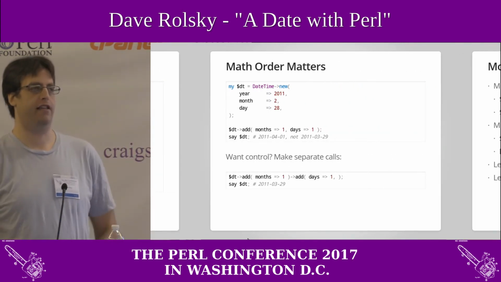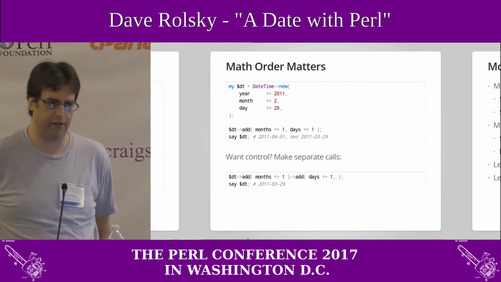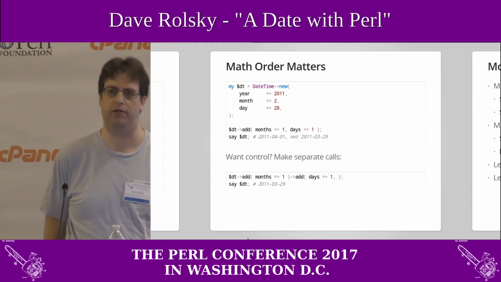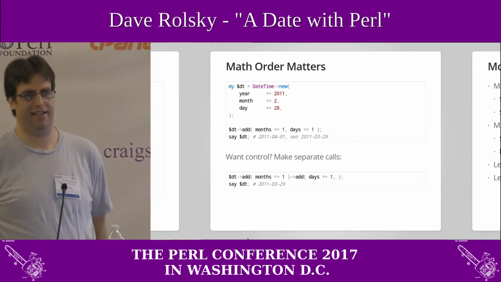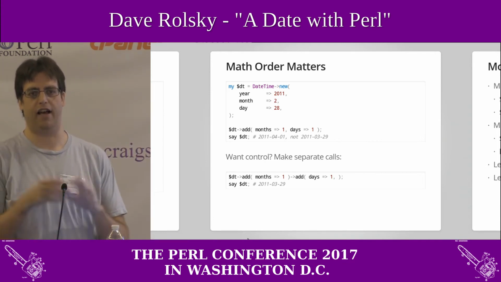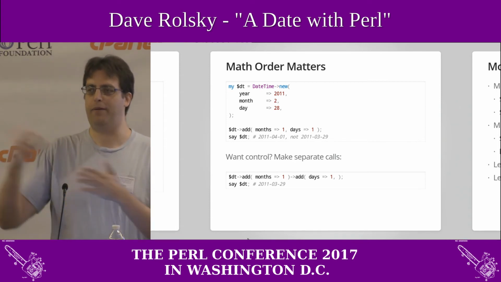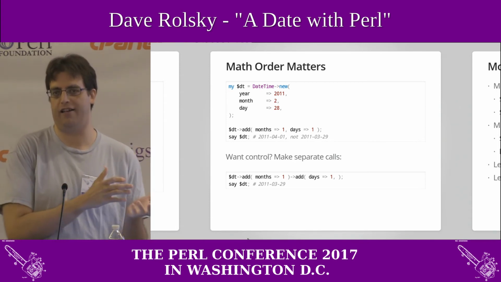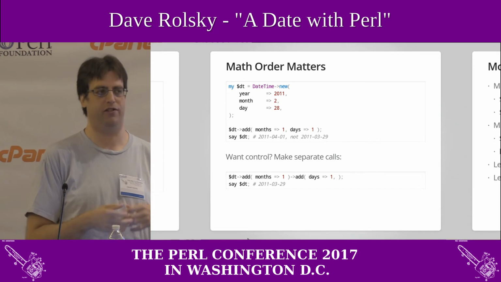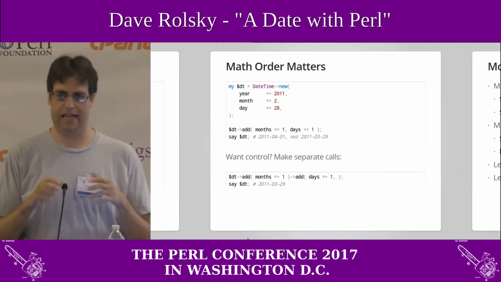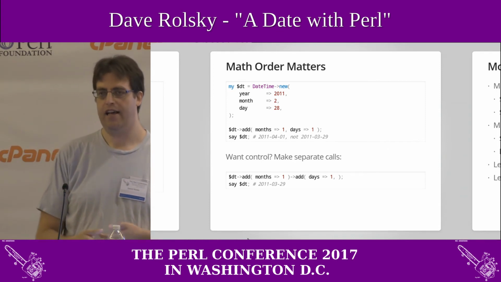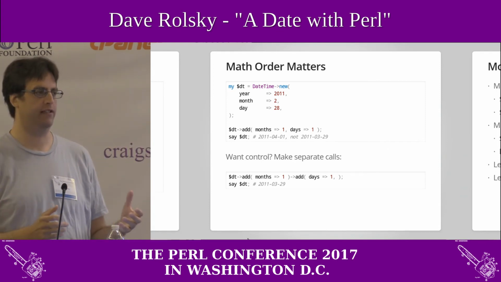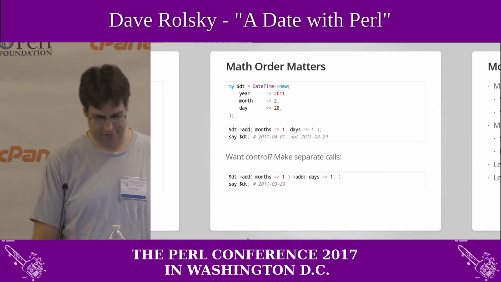The order of math can also matter. So by default, DateTime has some weird order that was whatever was easiest when I was implementing this many years ago. It doesn't really matter what it is, in the sense that I could have picked some other order and it would not necessarily be better or worse. It would just cause different problems. It is documented what the order is. So if you just call add and you pass multiple units, it does whatever it does.